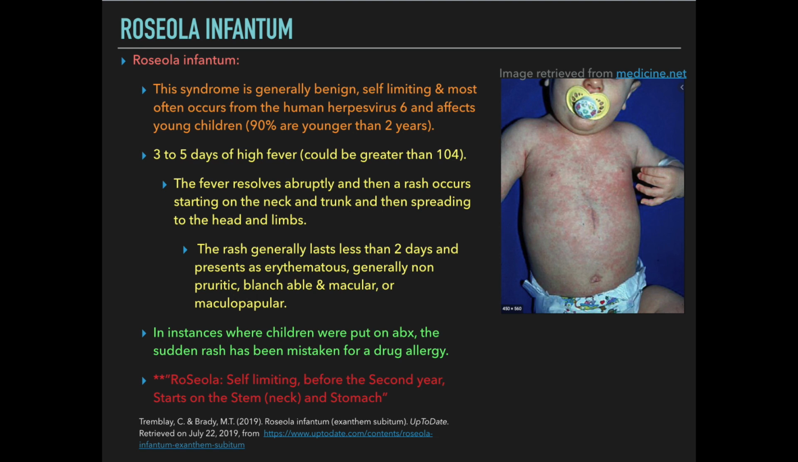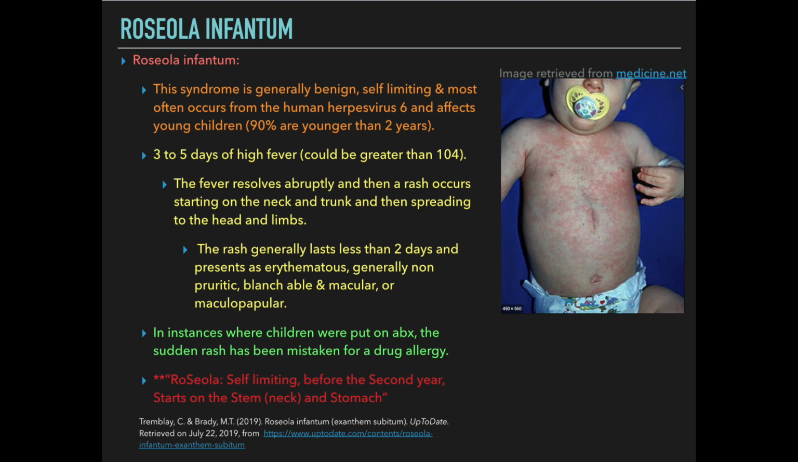The rash typically starts on the neck and trunk, and then it spreads outwards up to the head and out to the limbs. The rash generally lasts about 2 days, and then it is described as an erythematous, generally non-pruritic or non-itchy, blanchable, macular or maculopapular rash. In instances where children were put on antibiotics for those viral symptoms that they were having, and then when they developed that sudden rash, it's been mistaken for a drug allergy when actually it was this rash that was occurring.